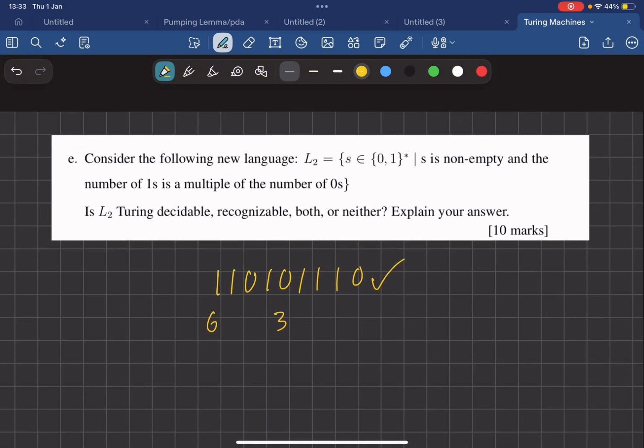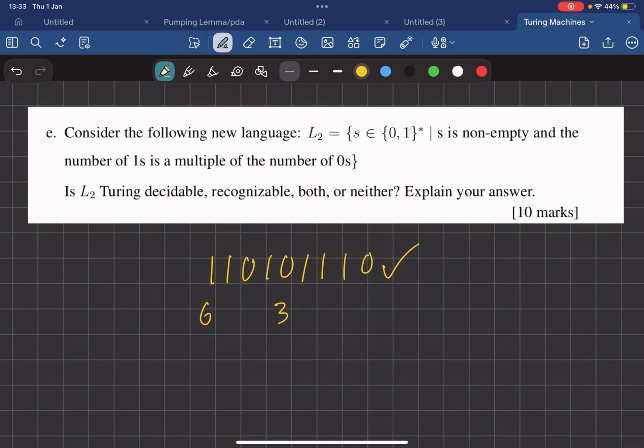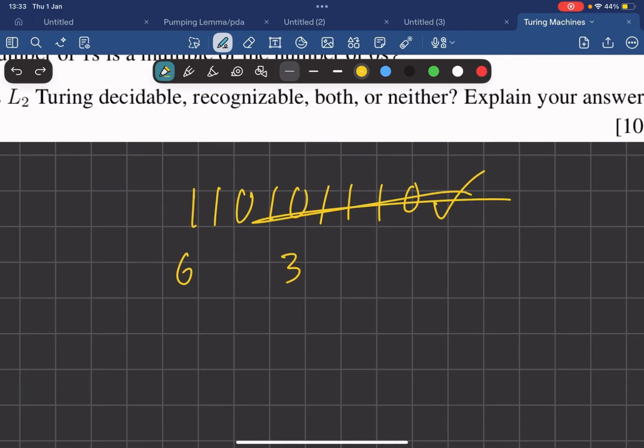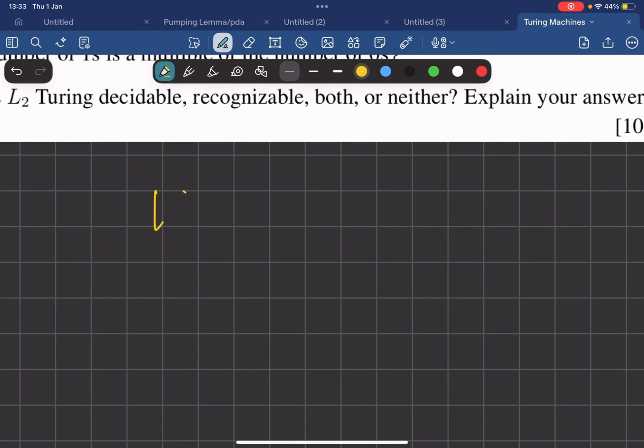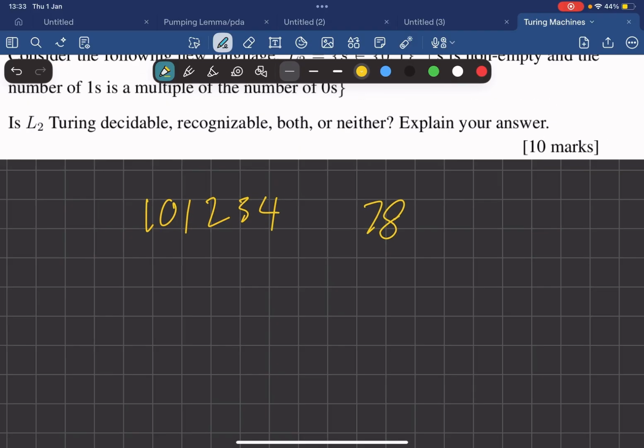So again, to check if the string is a member of this language, we need to check if the number of ones is a multiple of the number of zeros. But how do we do that generally? For example, say we had this many ones and this many zeros, so 78 zeros. How do we check if this is a multiple of this?